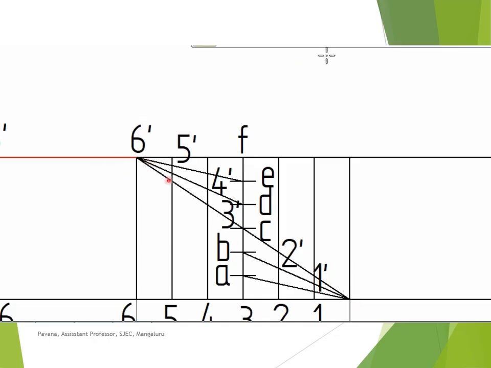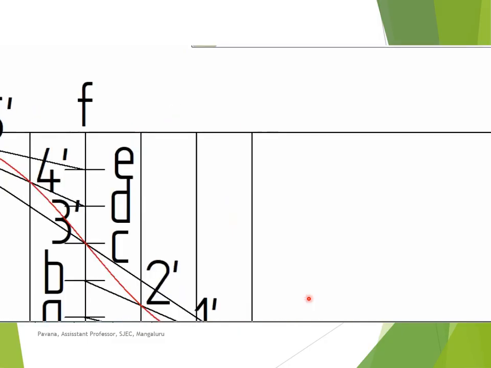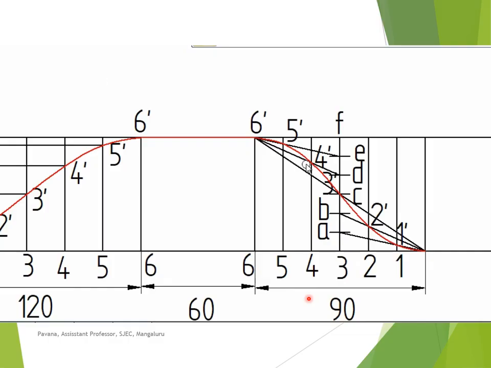Now join all these points, 6 dash, 5 dash, 4 dash, 3 dash, 2 dash, 1 dash, whatever points you have marked, with just a freehand curve, not with the scale. So this is the return curve. The curve is coming back to the home position. The follower is coming back to the home position. So this way you have to join all that intersection points. This completes the second type of motion, that is UARM, the return stroke.